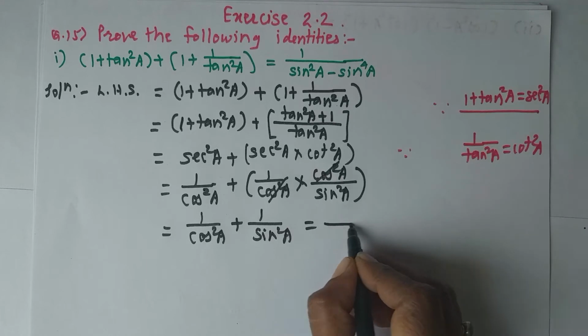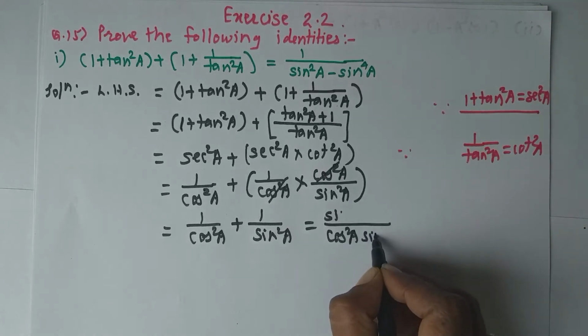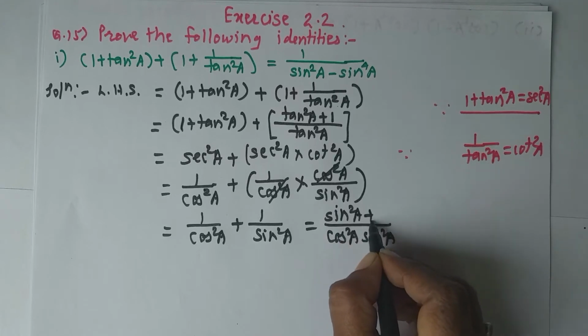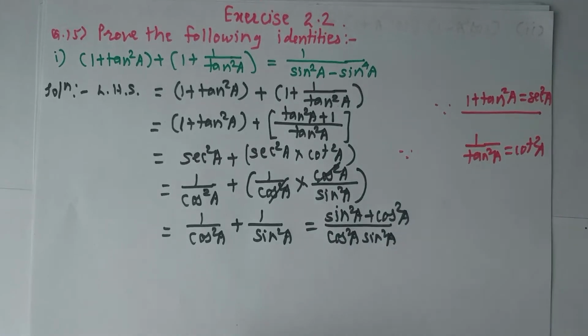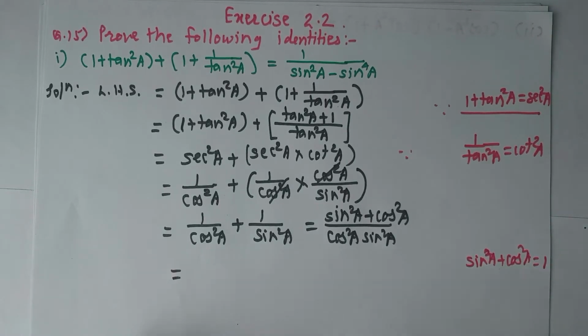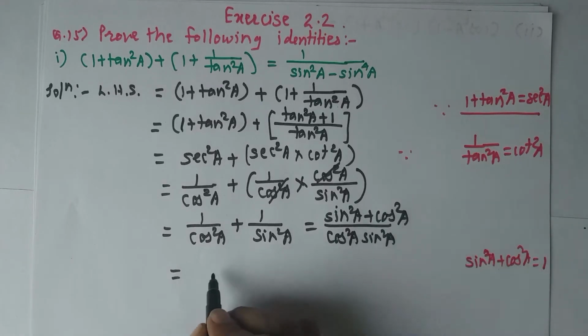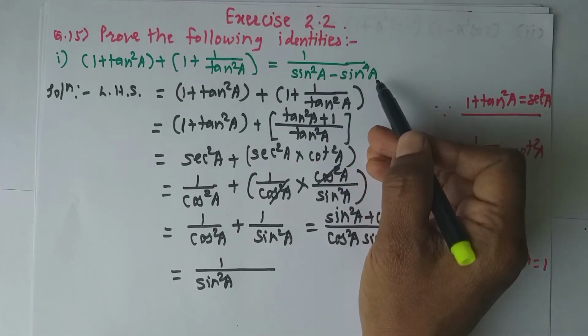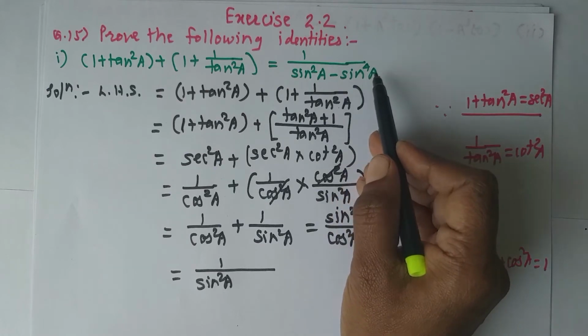Now you take the LCM, this will be cos square a sin square a, and in the numerator sin square a plus cos square a. Now we know our first identity, sin square a plus cos square a will be 1. Therefore, you write down in the numerator 1 and the denominator as it is, sin square a. And see here in the right hand side there is only sin. This term does not contain cos.